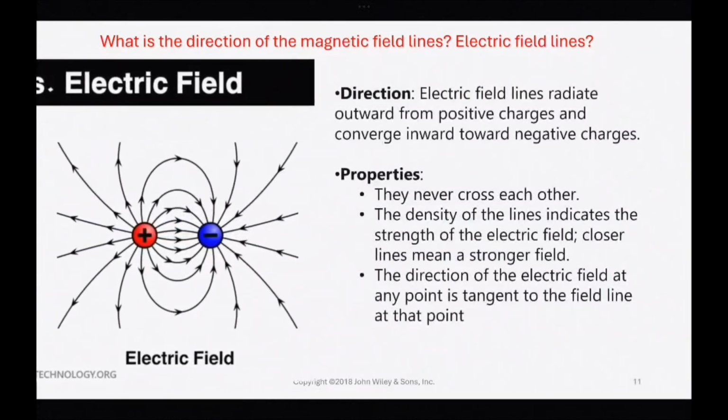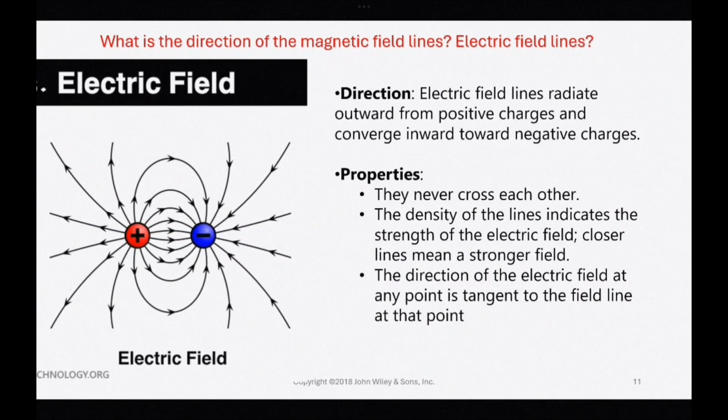For the electric field, it radiates outward from positive charges and converges inward toward negative charges. It means that there is an attraction. So they never cross, and the density of the lines indicates the strength of the electric field. Closer lines mean a stronger field. So as you can see, their behavior is different because the magnetic field has a closed loop, while the electric field also can determine a closed loop. However, again, it depends on the attraction.